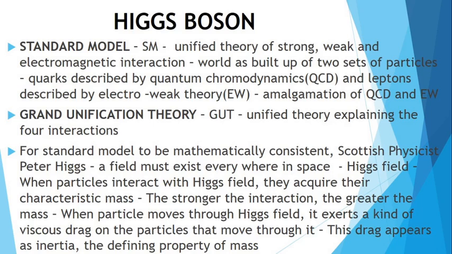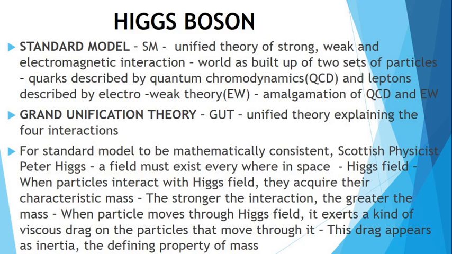From the standard model, Scottish physicist Peter Higgs said that a field must exist everywhere in space, and that field is called the Higgs field. We know that when a charge exists, there is a region around the charge where other charges can experience a force of interaction, isn't it? And that region we named as electric field, isn't it? Similar to that, there is a field that exists everywhere in space, and Peter Higgs named that field the Higgs field.